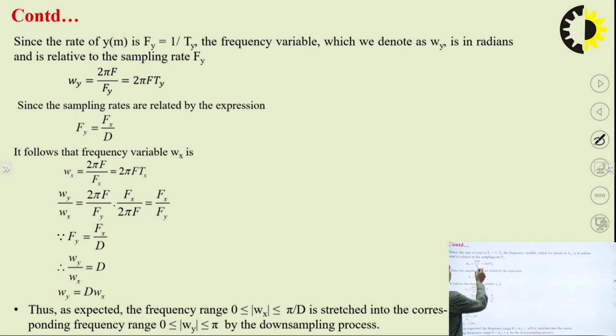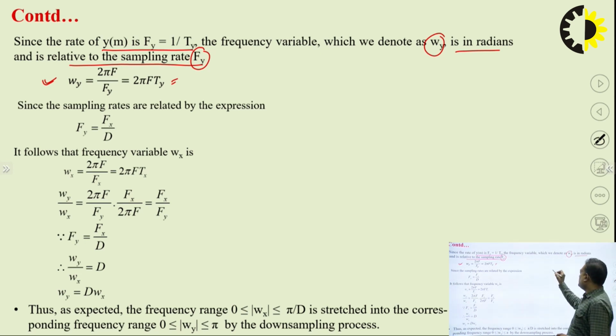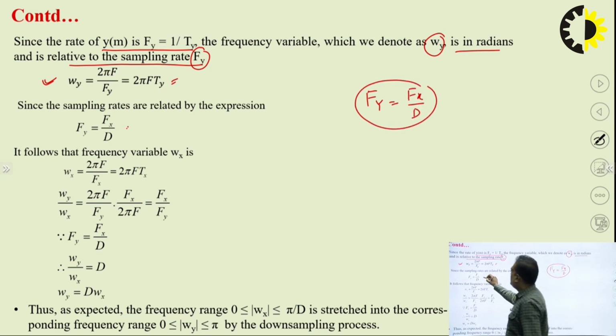Since the rate of y[m] is Fy equals 1 upon Ty, the frequency variable we denote as wy is in radians and is relative to the sampling frequency Fy. So our sampling frequency is Fy, in radians we can write it as wy, and both are related by the expression wy equals 2 pi F upon Fy. 1 upon Fy is Ty, so you can write it like this. Now you know, in the process of decimation, the sampling rate is reduced by a factor of D. So let us suppose the output signal sampling rate is Fy. How will we write it? Fx will be divided by D. Okay, so these are related by this, since the sampling rates are related by the expression.